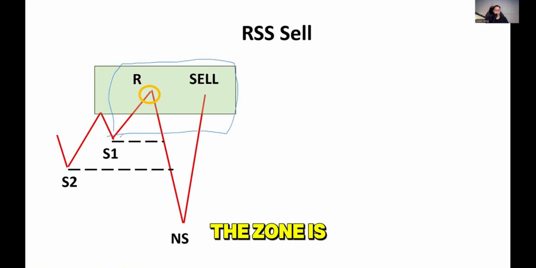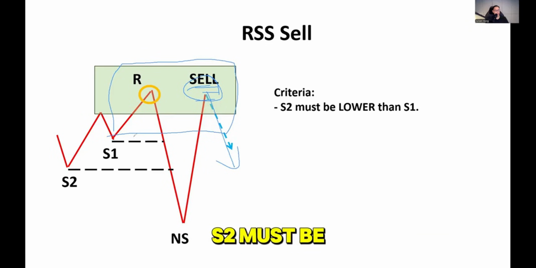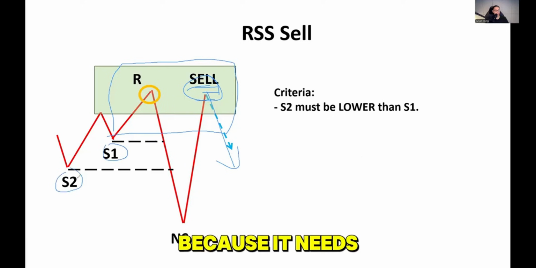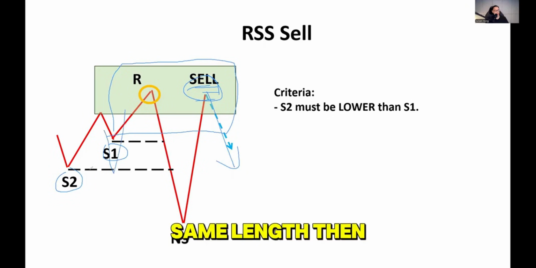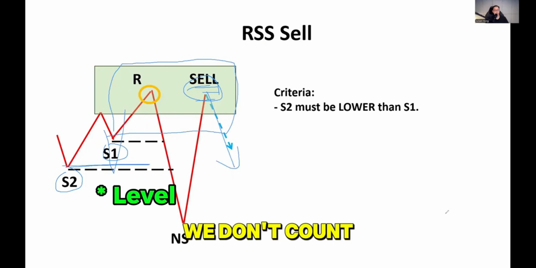But again, if the zone is too big, try to make it a little bit smaller by using the body until the end of the week. And this is where all the sell orders would be. Once price collects all the sell orders, it will then go all the way down. Similar to just now, criteria one is S2 must be lower than S1 because it needs to break through two supports. If S1 is the same length, then we don't count it.